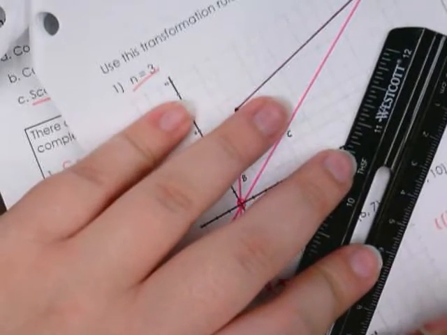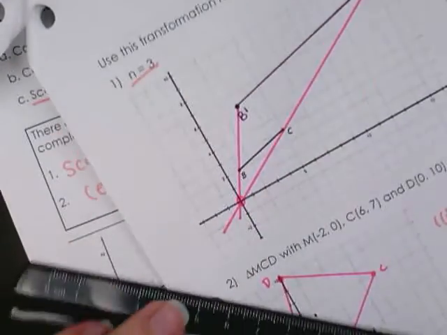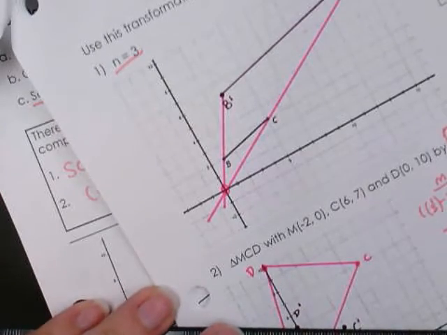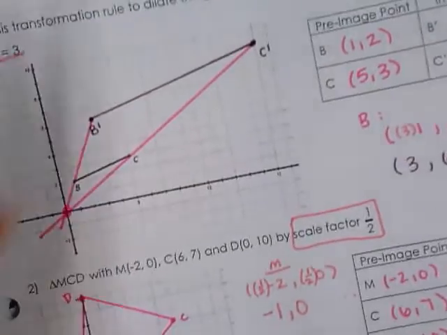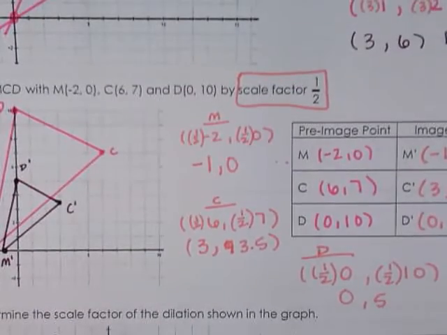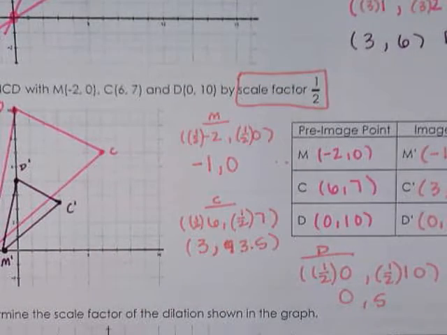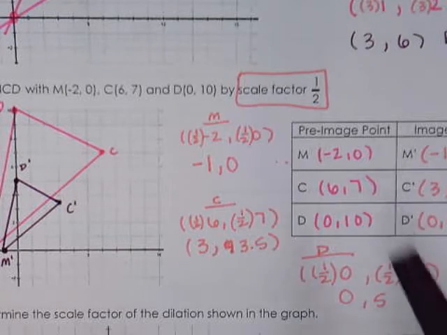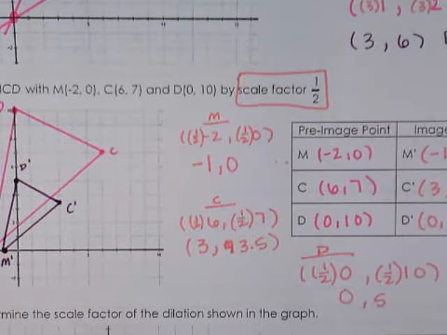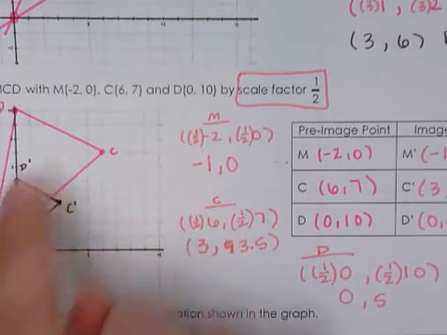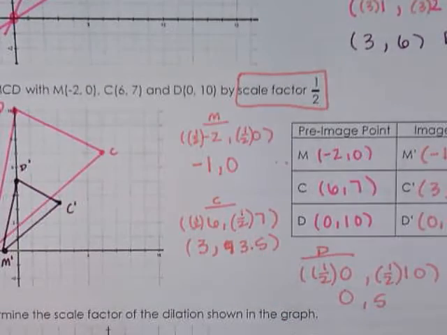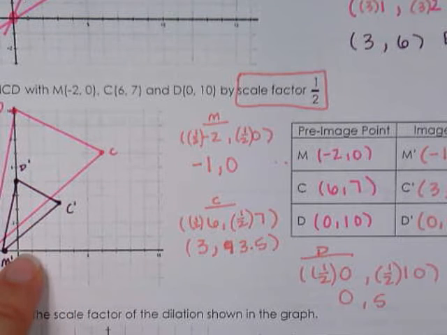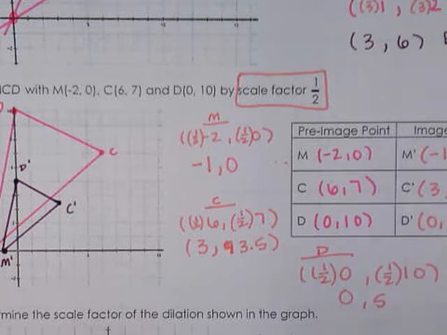And notice that just as we had expected, our pre-image got smaller to give us our image. The image is smaller than the pre-image because our dilation had a scale factor of 1/2. So this is half the size of the original. Now, if you were to connect these points again, we would see that our center of dilation was at the origin, which is what we were given for all of these problems.